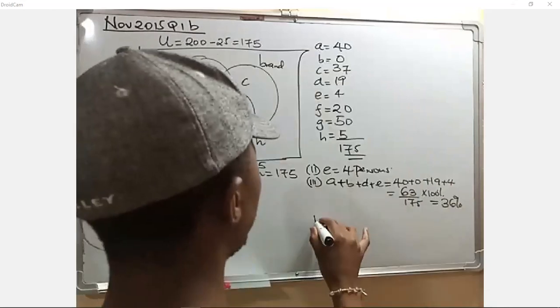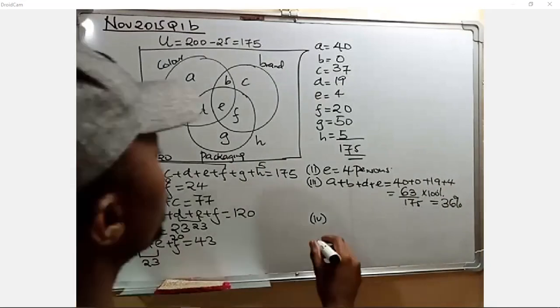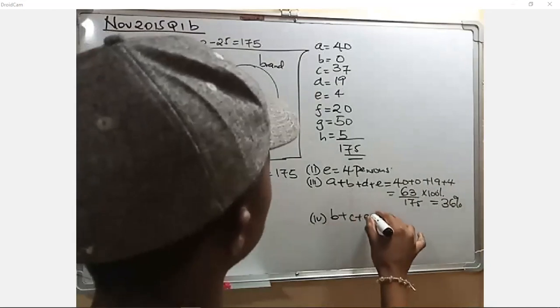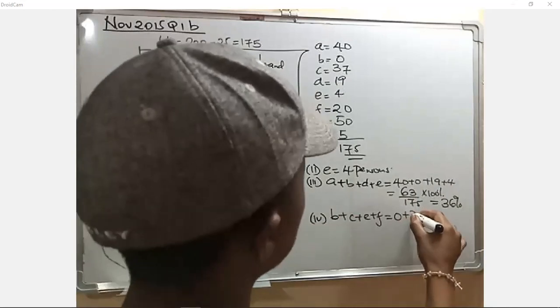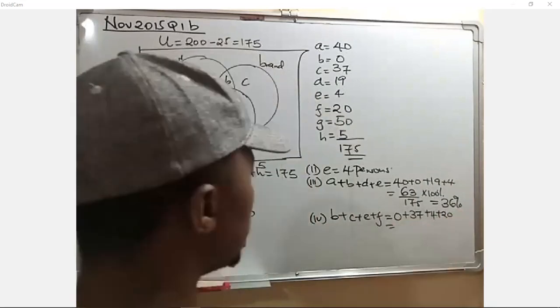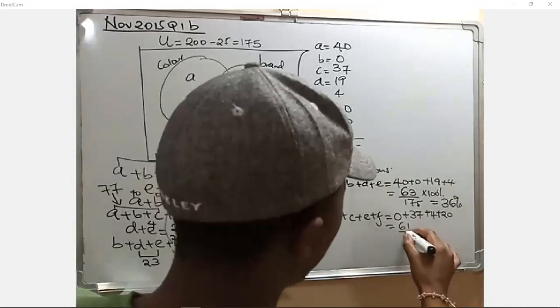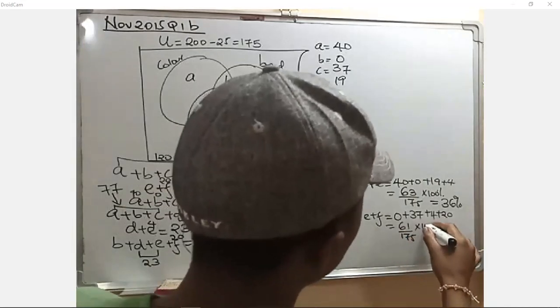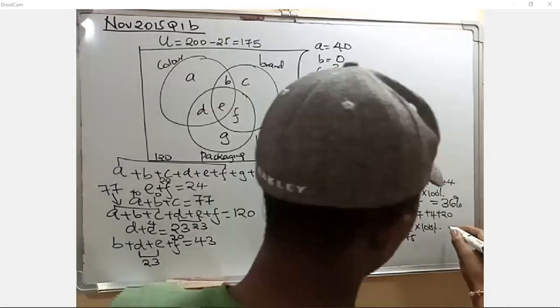Now let us go to part 4. The question: we have been told the proportion of persons that like the brand name. When I look at the brand name, we have B plus C plus E plus F. So this translates to 0 plus our C, which is 37, plus 4, plus our F, which is 20. So we are dealing with 61, 61 over 175 times 100%. So 61 divided by 175 times 100 is equivalent to 35%.